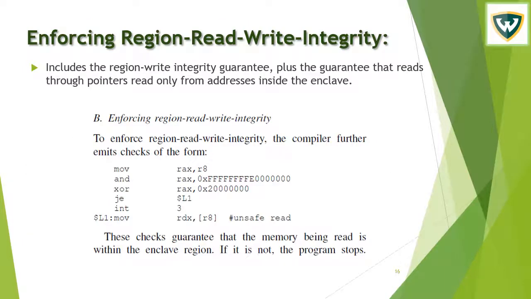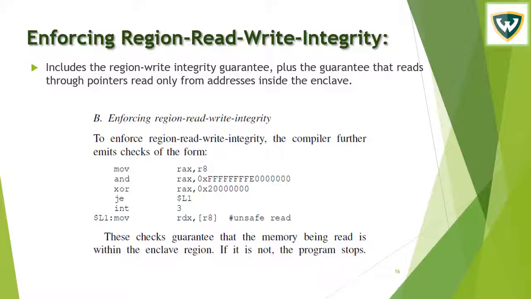Enforcing region read-write integrity furthers the enclave integrity check protection. Basically, it includes the region write integrity guarantee and adds the guarantee that reads through the pointer will read only from addresses inside the enclave. So the last one just monitored the writing through the pointers, and now this integrity adds more protection and also addresses the reading through the pointer.